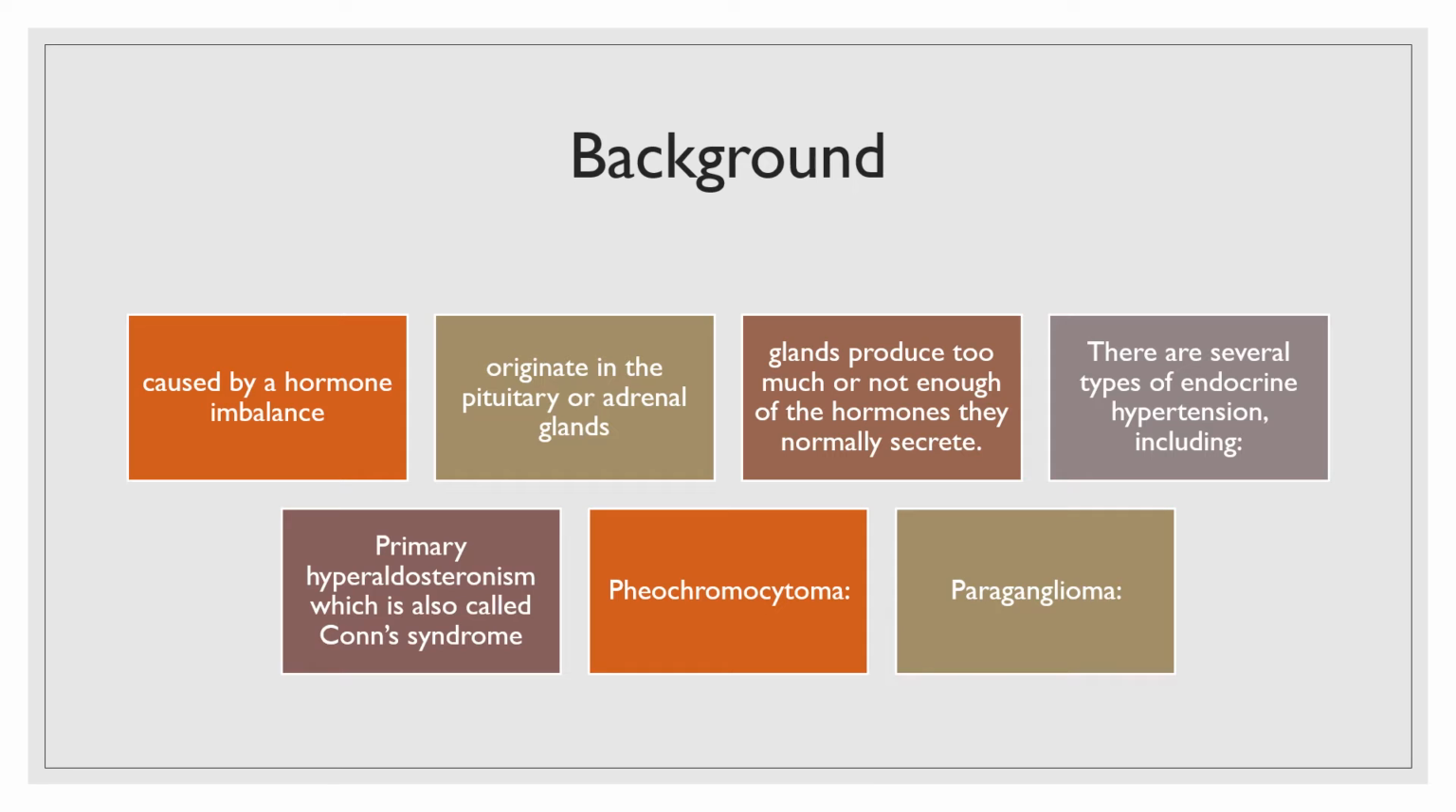The second type of endocrine hypertension is pheochromocytoma. The tumor releases hormones that may cause high blood pressure, headache, sweating, and symptoms of a panic attack. If a pheochromocytoma isn't treated, severe or life-threatening damage to other body systems can result. The third type of endocrine hypertension is paraganglioma, a type of neuroendocrine tumor that forms near certain blood vessels and nerves outside of the adrenal glands.